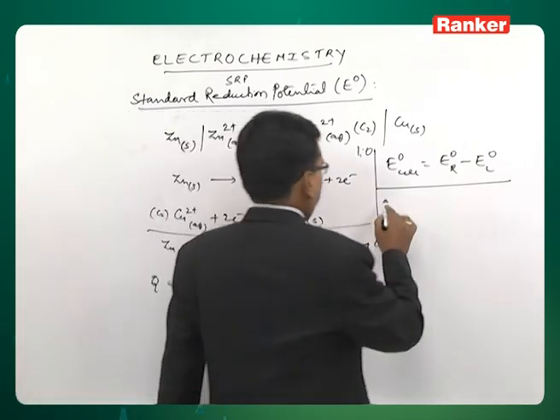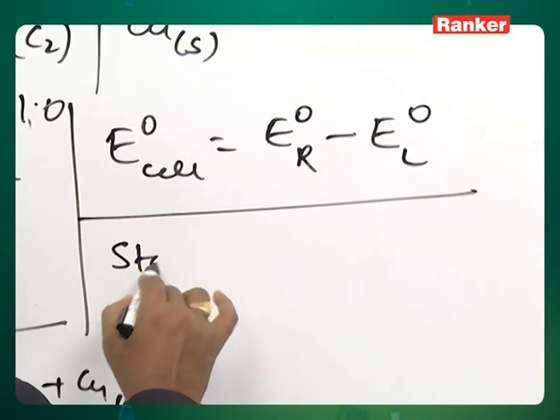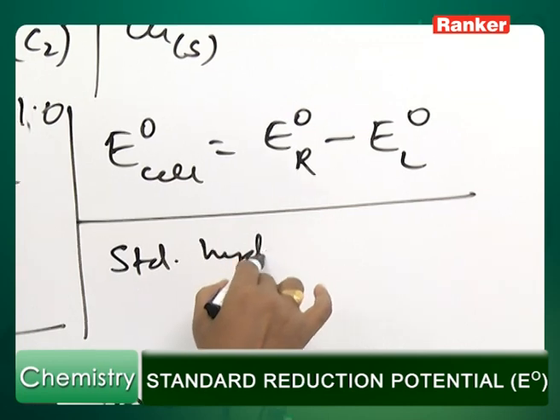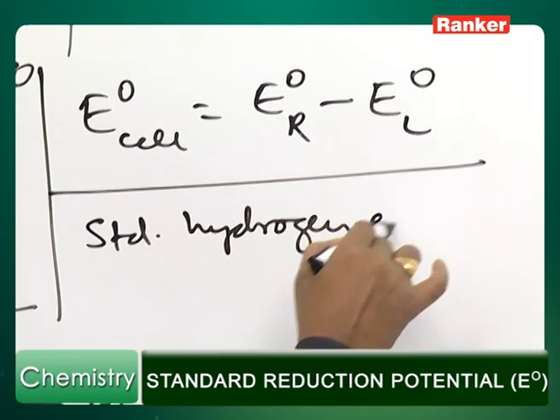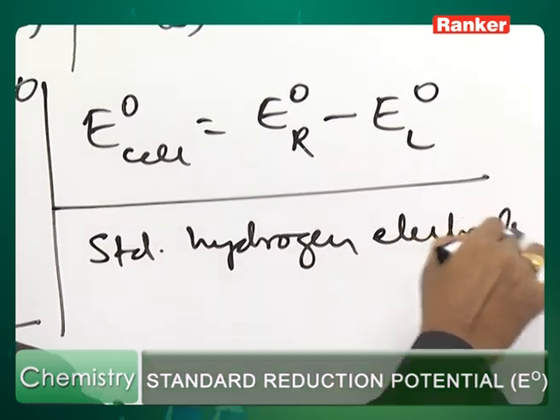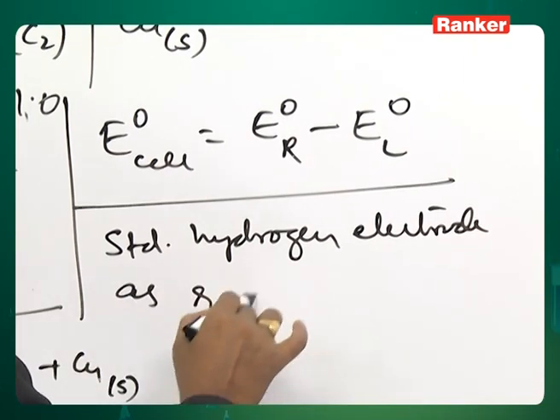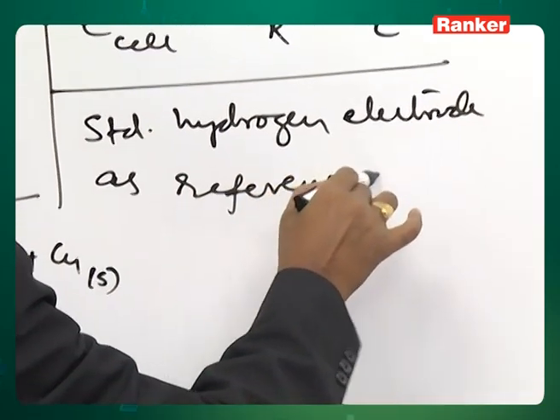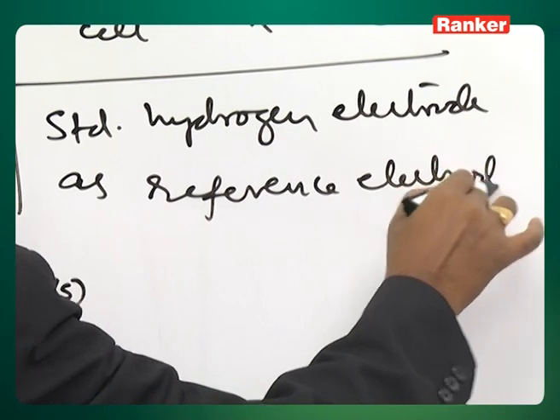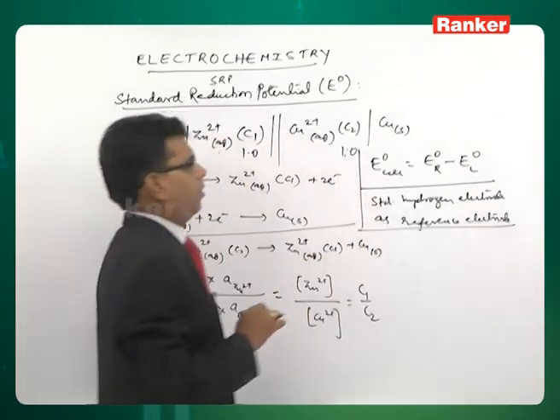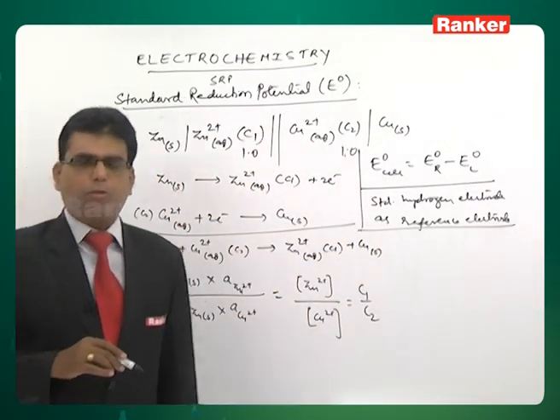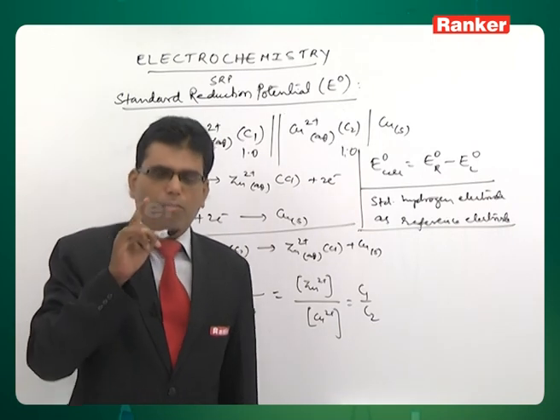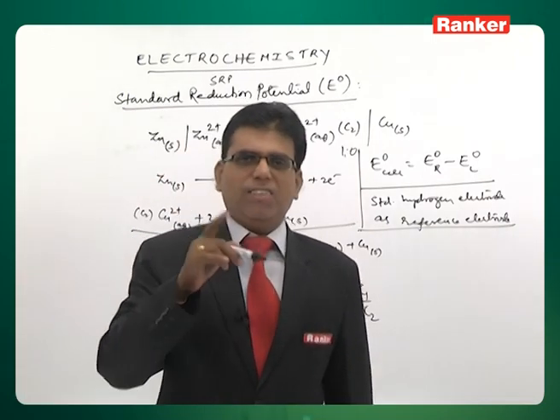So, for that we use the standard hydrogen electrode as reference electrode. Standard hydrogen electrode is used as reference electrode. What is a standard hydrogen electrode? Why is it taken as a reference?